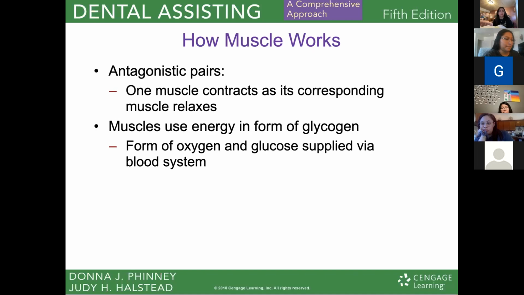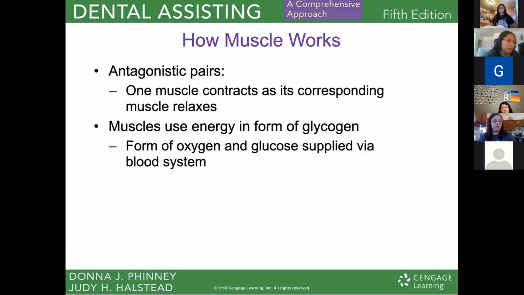Okay. Energy in the form of oxygen and glucose is necessary for muscles to work. So when not enough oxygen is supplied to break down the glycogen properly, a buildup of lactic acid occurs. So muscles use energy in the form of glycogen, and oxygen is what breaks down that glycogen when it's no longer needed.